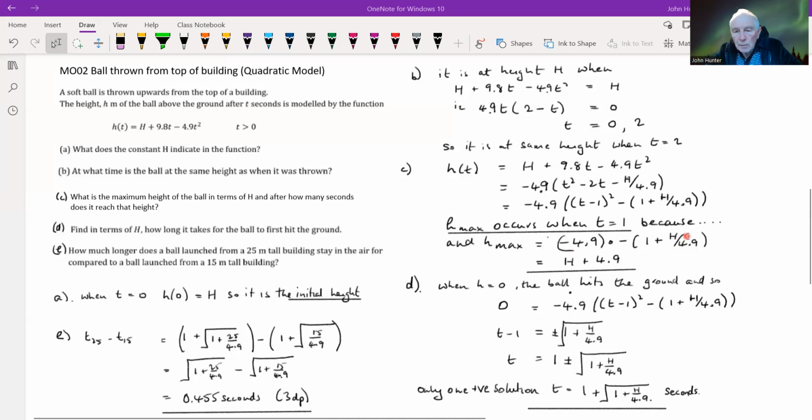Now, the maximum is going to happen when t is equal to 1, because we see this term here. If it's not equal to 1, then this is going to be some positive number, and its overall effect, because of this negative sign, is going to reduce the height. So if it's slightly more than 1 or slightly less than 1, it's not going to be at the maximum, and the maximum will occur when this component is 0.